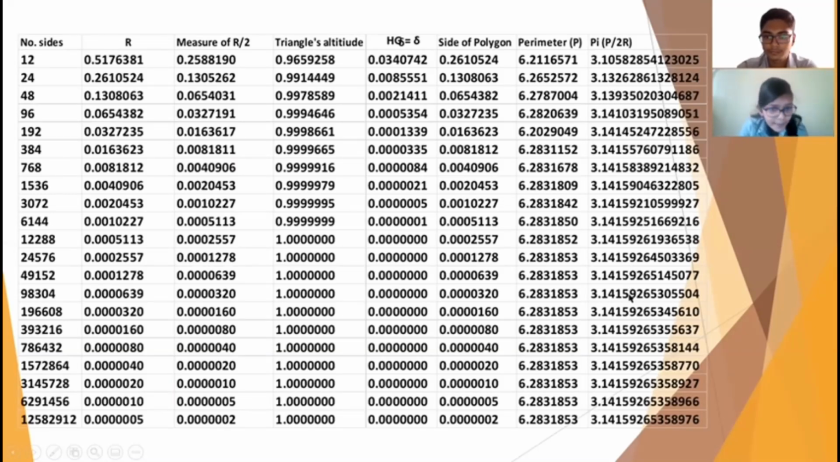In the shared table, it is noticed that after a certain point, 3.14 is getting repeated several times as the final value of pi, and hence we can assume that 3.14 is the closest approximation of the value of pi.